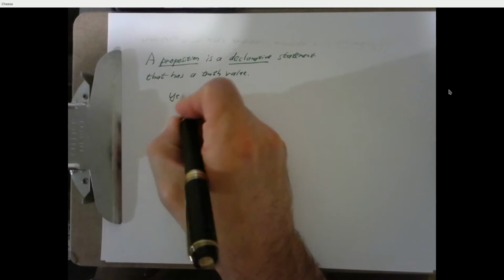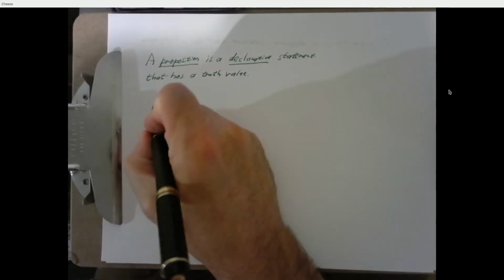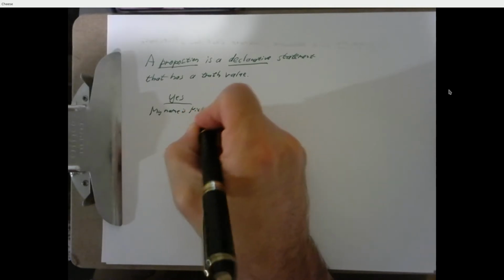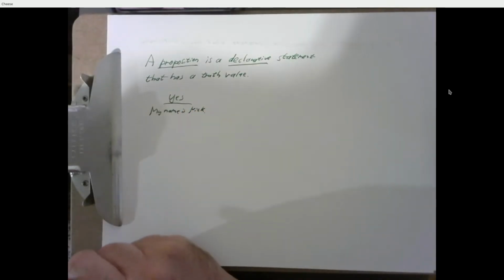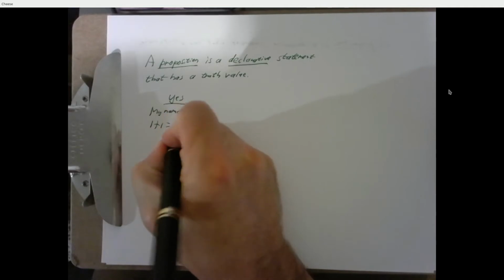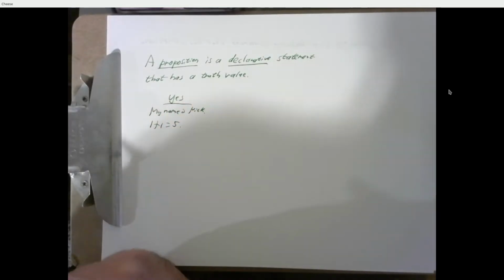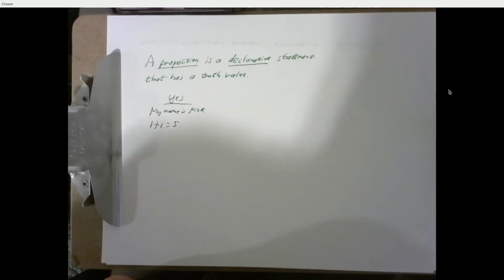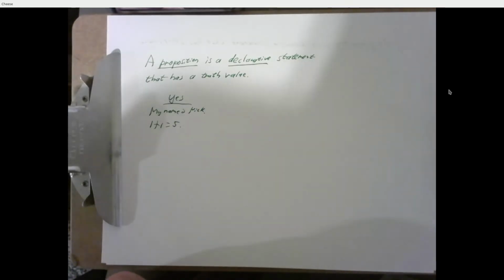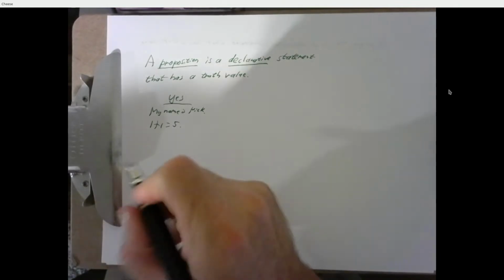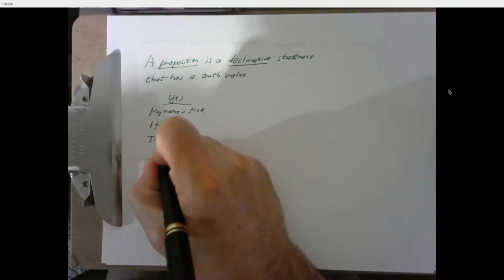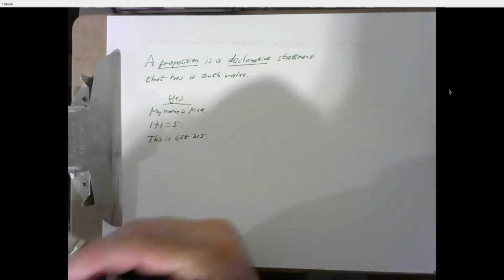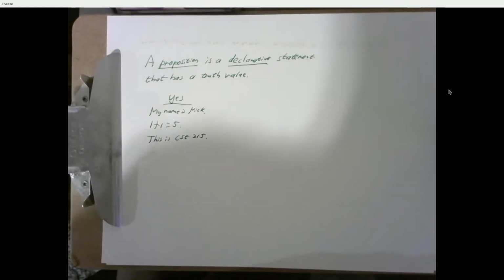So here's an example of things that are propositions. My name is Nick. It's a declaration, it has a truth value. 1 plus 1 equals 5. That's a declarative statement. I am stating that 1 plus 1 is equal to 5. It has a truth value which is false, but it's still a proposition. This is CSE 215. It's a declaration. It happens to be true.